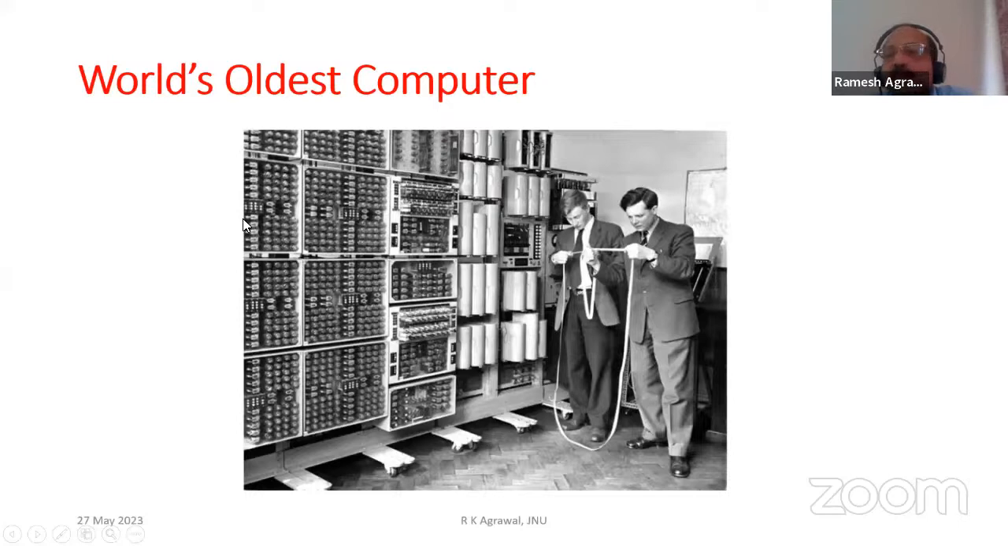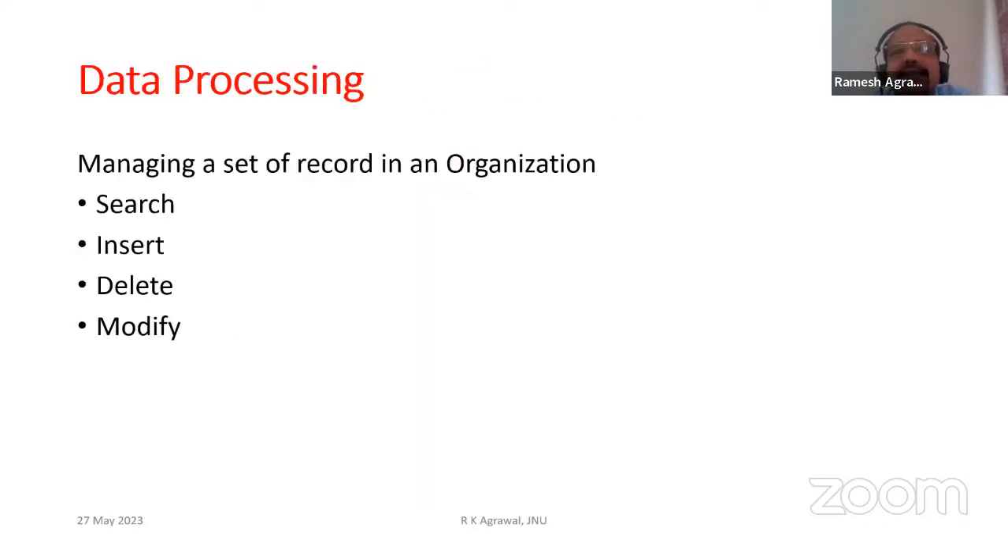So you can see this computer. This is one of the oldest computers. You can just think about how huge the size of this computer is. Initially, the purpose was managing a set of records in an organization. And managing a set of records means what? Searching a record, deleting a record, inserting a record, or modification of a record.